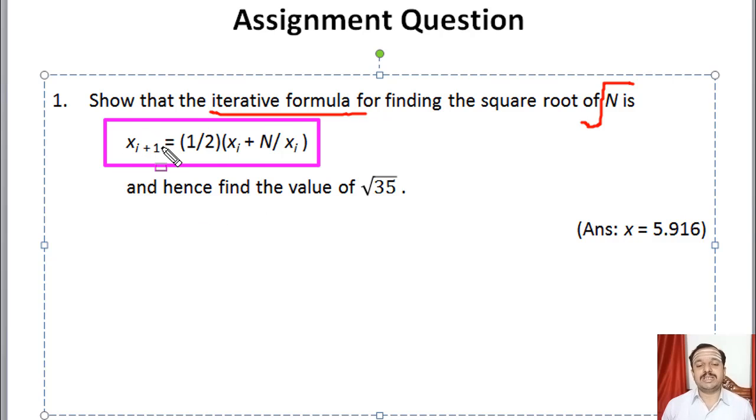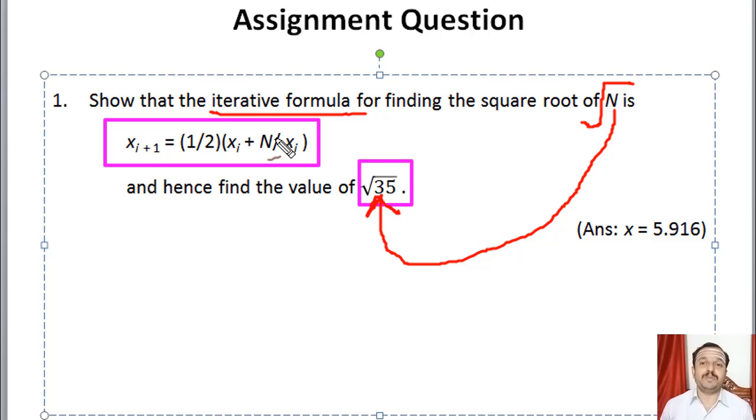After getting this expression, you are asked to compute the approximate value of root of 35. So in order to find the value of root of 35, what is to be done? You put n equal to 35 in this expression and use the initial approximation. What should be x naught? That is left to you.